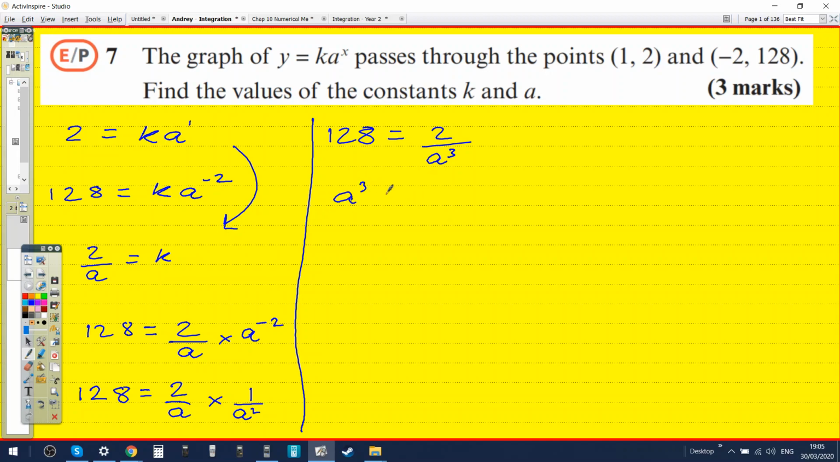Yep. And then I need to just cube root that. So that a is a quarter. And if I sub that quarter into 2 equals ka, it'll be 2 is equal to a quarter k, and then k is equal to 8.